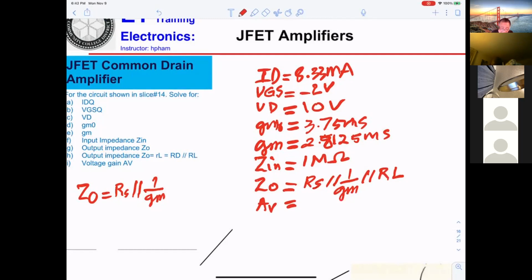Also, I can give you this formula for AV. AV will be gm times gL divided by 1 plus gm times gL. That is the formula correction.